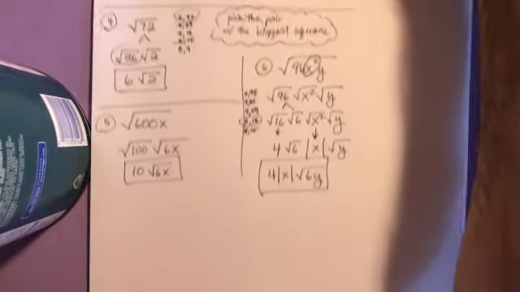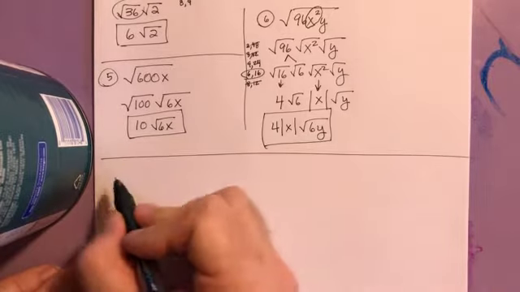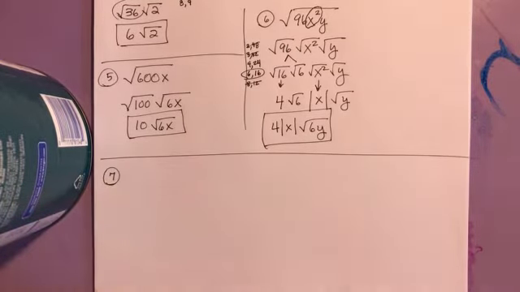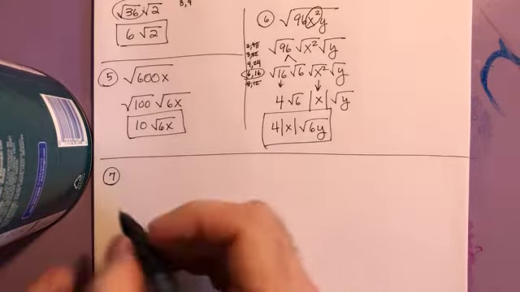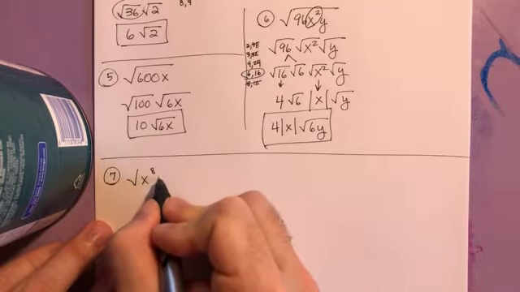My computer. All right, here we go. Number 7. All right. So here's where we have just letters, and there's a trick to this I want to show you.